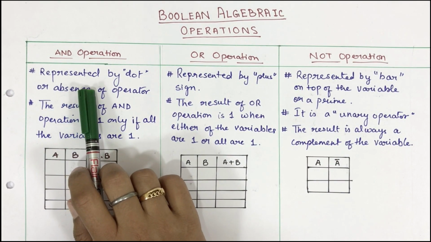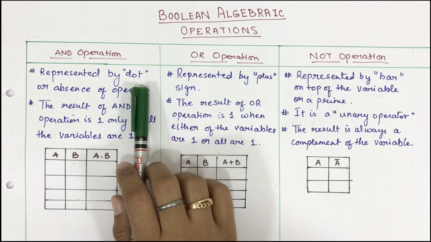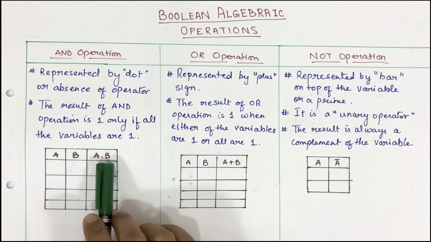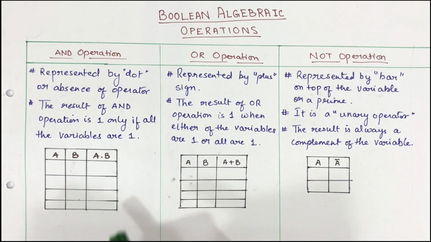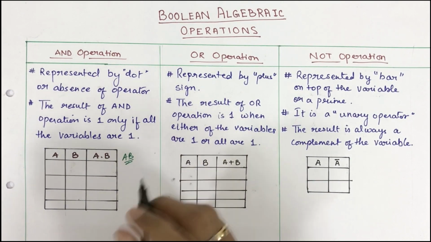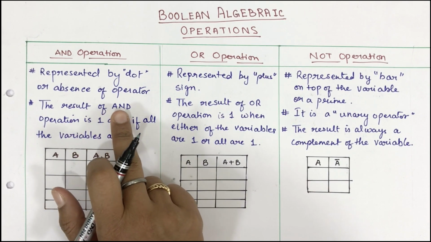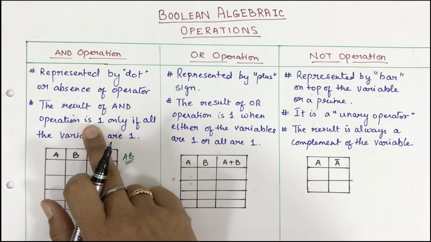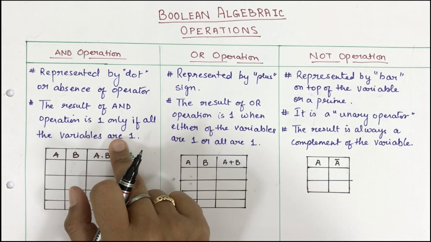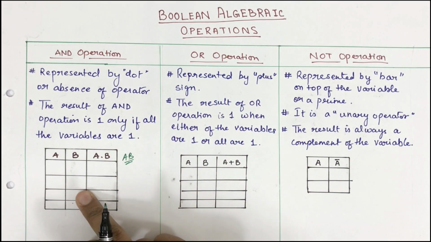Here, the first point is that the AND operation is represented by a dot or the absence of an operator. Dot means it is represented as A dot B, or with the absence of an operator, we can say A B, only like this. The next point is that the result of the AND operation is 1 only if all the variables are 1. We will discuss this point after this truth table.